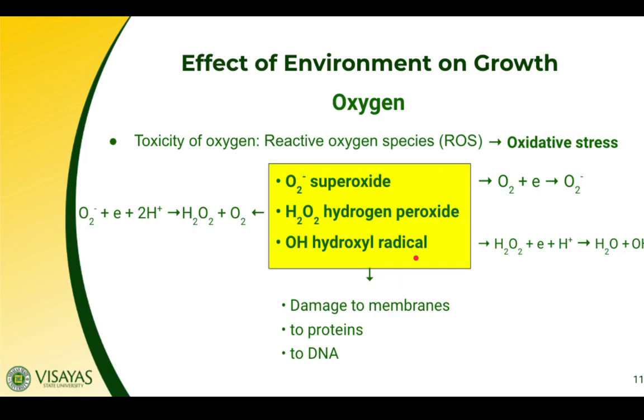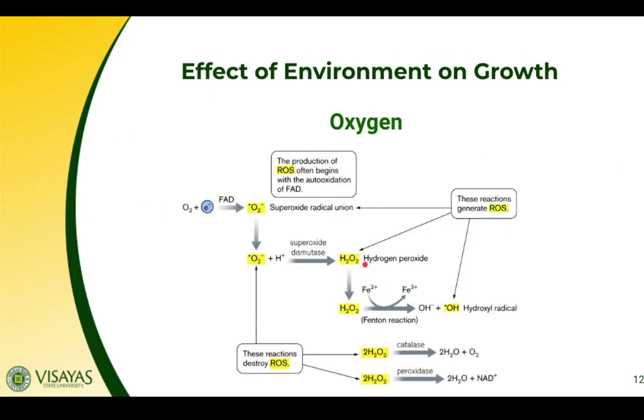These toxic forms of oxygen are what we call the reactive oxygen species, or the ROS. They cause oxidative stress, like damage to membranes, to proteins, as well as to DNA. So what are these different ROS? You have the superoxide, the hydrogen peroxide, and the hydroxyl radical. So how are these ROS formed?